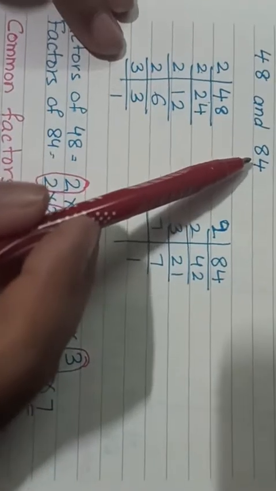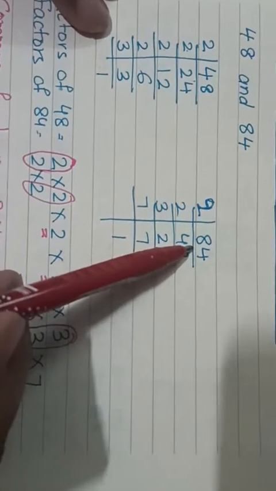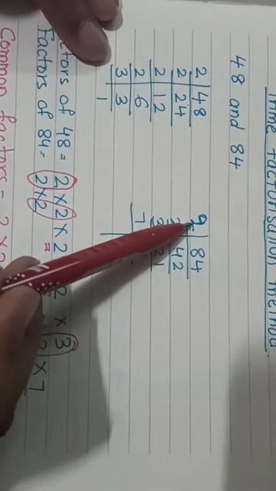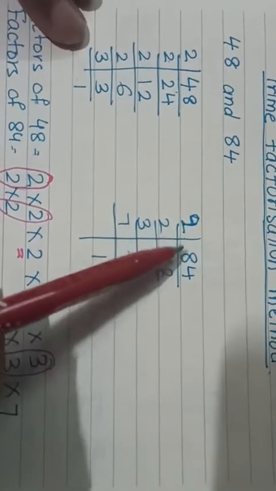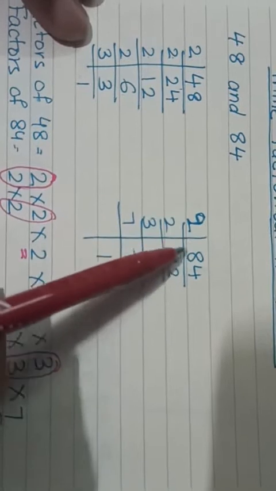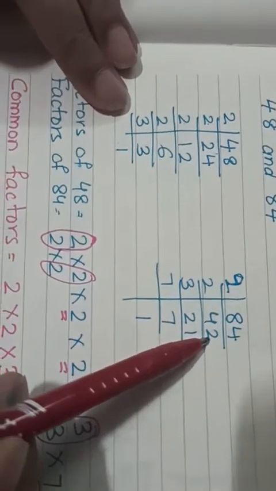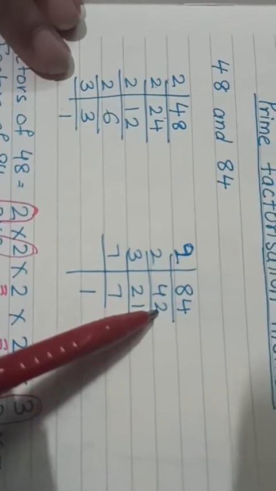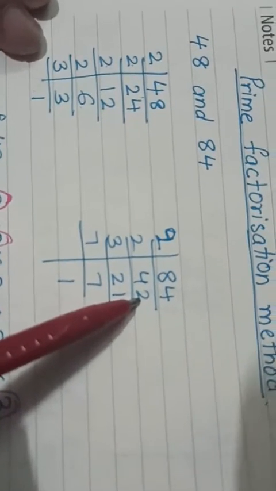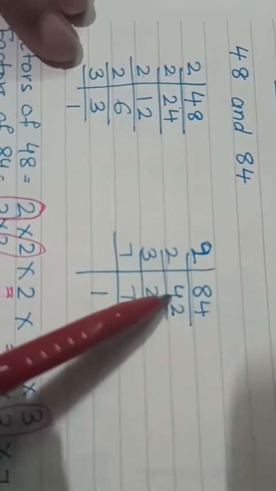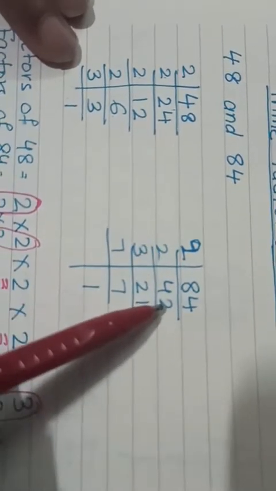Similarly, I'll be doing the prime factorization for number 84. So here we have written 84. We have divided by 2. 2 4s are 8, 2 2s are 4. We got 42. 42 is an even number. It is divisible by 2, so we will divide it by 2. 2 2s are 4, 2 1s are 2.